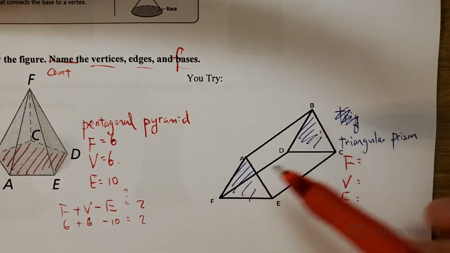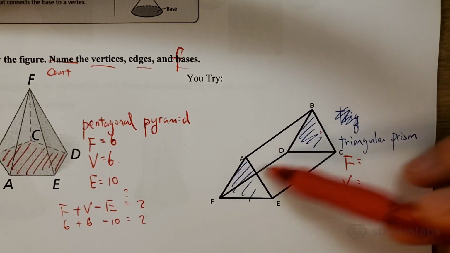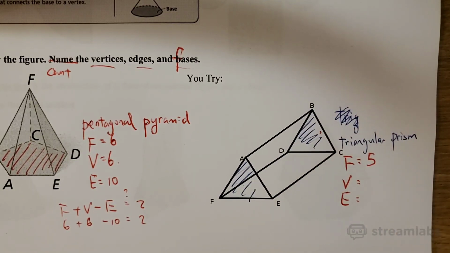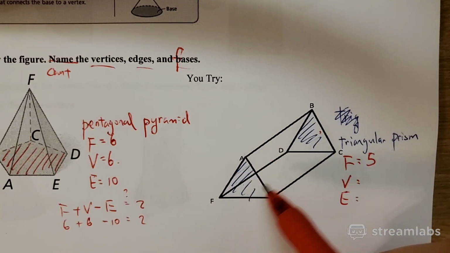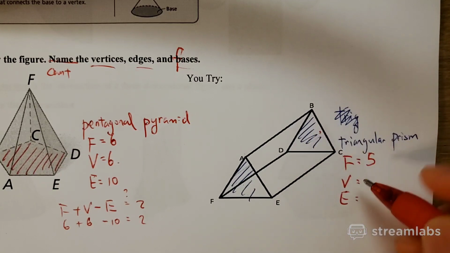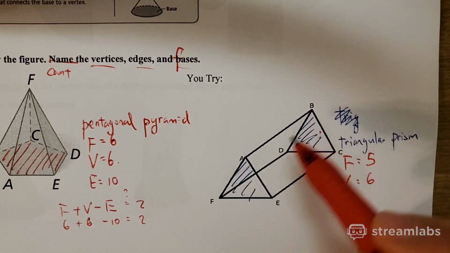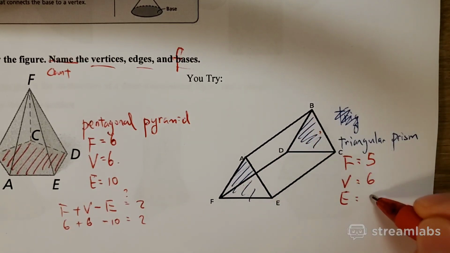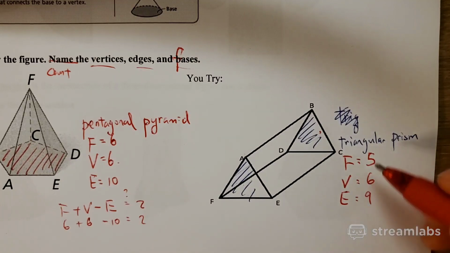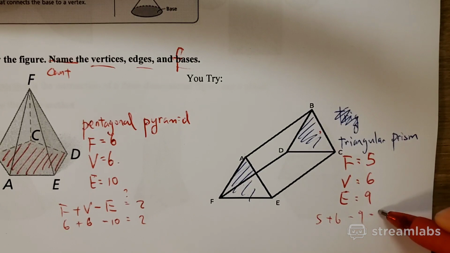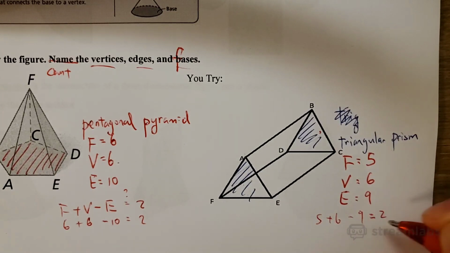Two bases, as you say, and because it's a triangle, you have one face here, and one face down there, so it should have 5 faces. Vertices, you have 1, 2, 3, 4, 5, 6. And then finally, edges: 1, 2, 3, 1, 2, 3, 1, 2, 3, so 9 here. So once again, 5 plus 6 minus 9 is 2. It works.